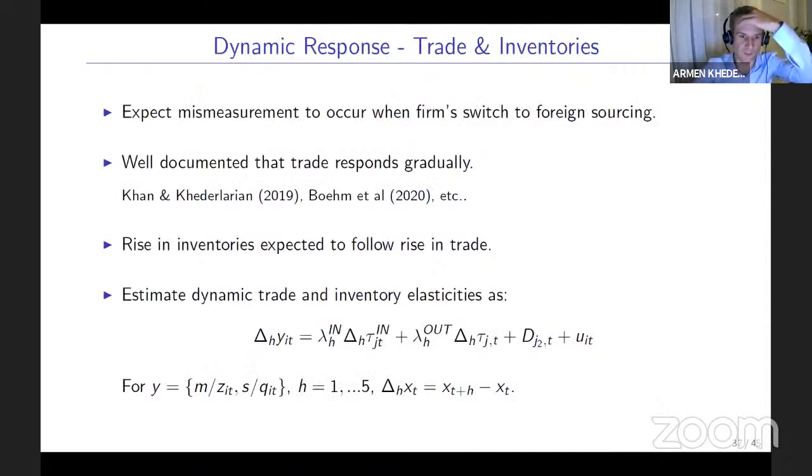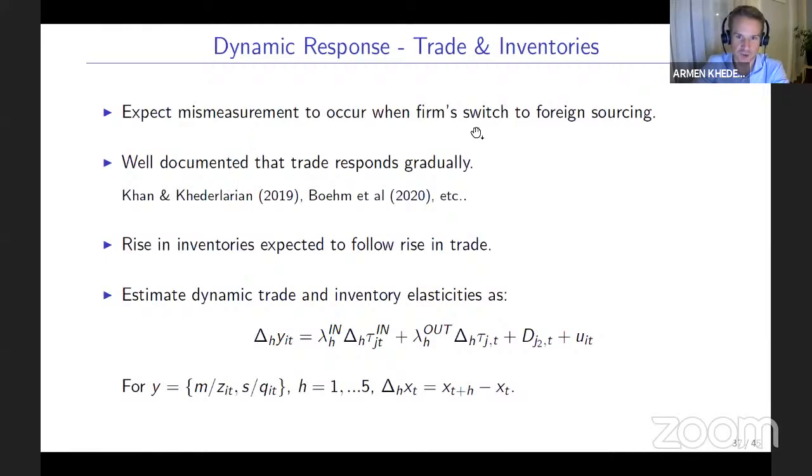Okay, so finally, we also want to look at the dynamic path of how our measure of productivity differs to that if you don't control for it. We do that because we know our story is very much linked to the fact that firms start sourcing from abroad. So ideally, the moment that they start sourcing from abroad should coincide with the mismeasurement of these costs.